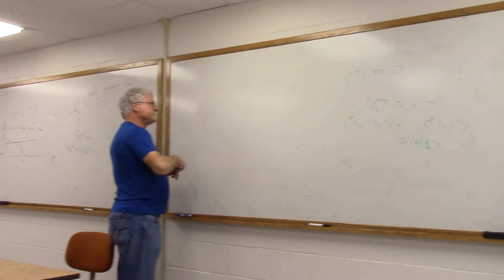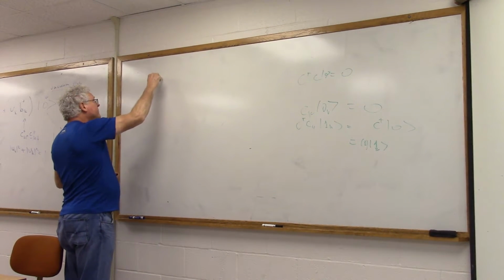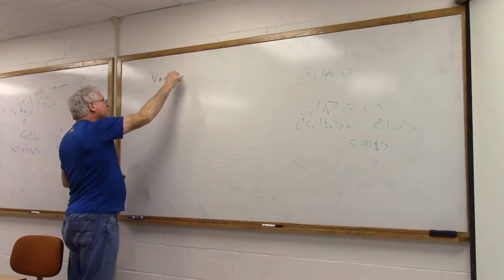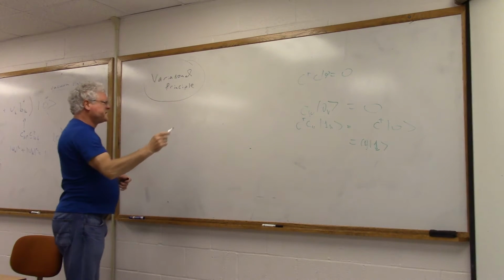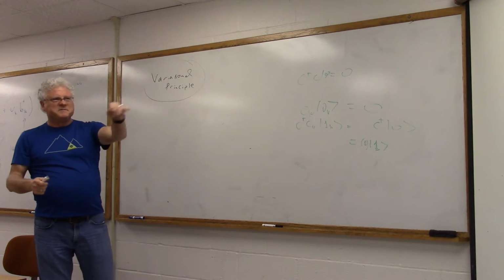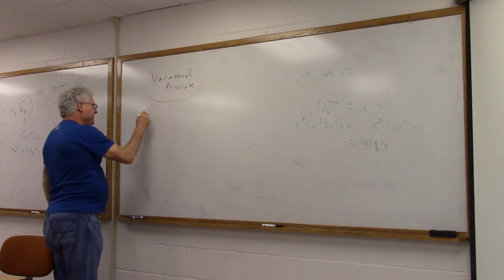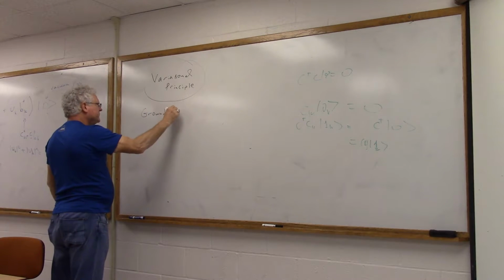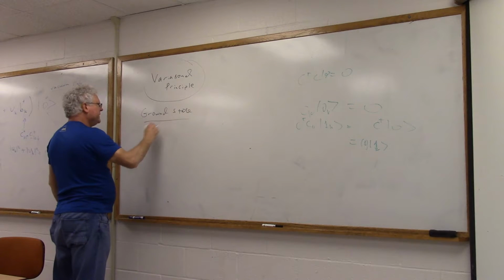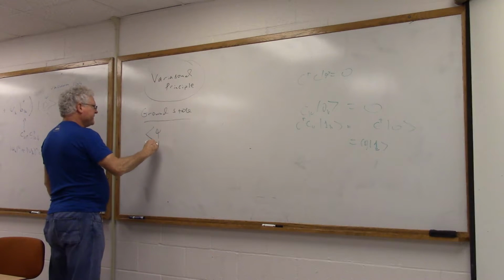What is the variational principle? The idea, in the simpler version that I'll be talking about, not the BCS theory, is that for the ground state, let's say this will be what we call a trial wave function.